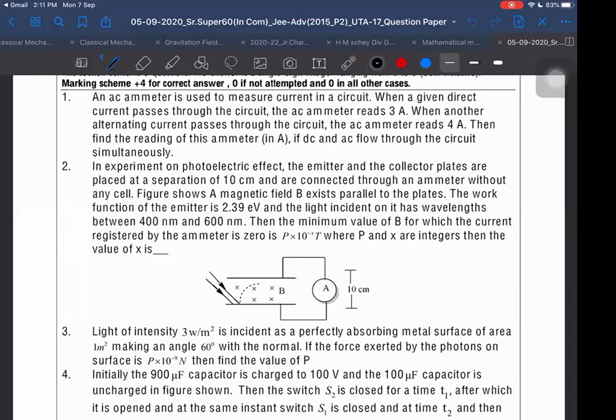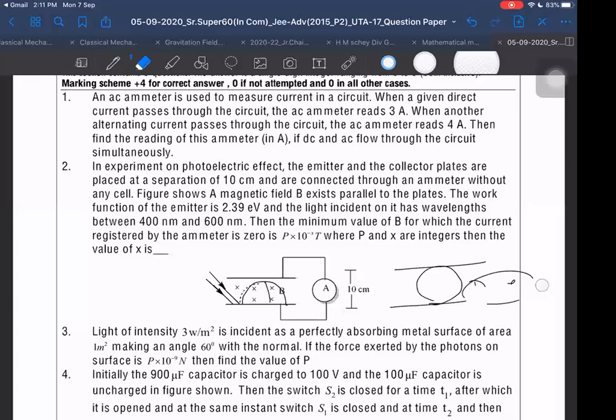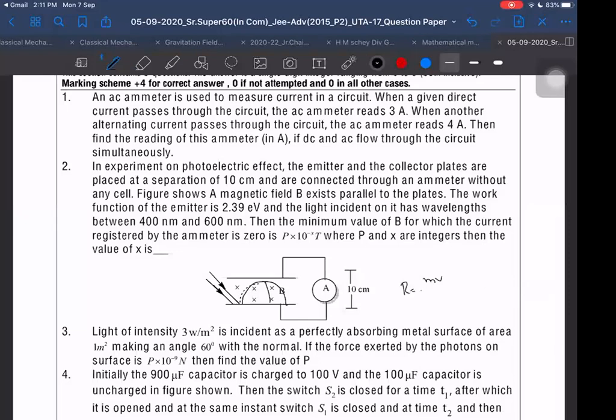If we don't want the photoelectron to reach there, then this should be equal to what? Diameter, or not? This should be equal to diameter then. And diameter we can find out by the formula, and radius R is equal to MV by QB. By that we can get the answer, I think so.